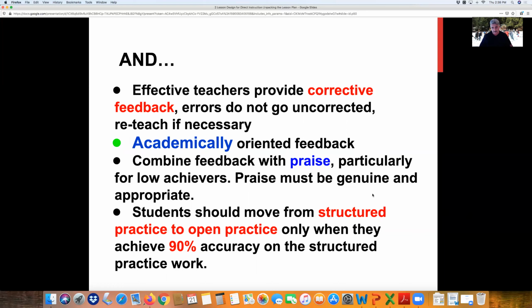It's just like learning how to do a layup. If you don't correct kids that are doing it wrong, they're going to learn it the wrong way. So you want to teach them: perfect practice makes perfect. Academically oriented feedback. It's all about academics.